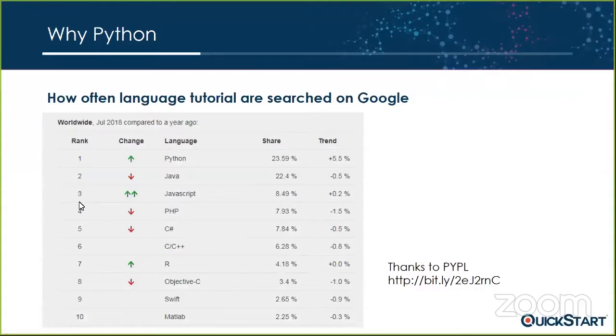Another statistic. These are the statistics produced by PYPL, the Popularity of Programming Language index, which is, by the way, created by analyzing how often language tutorials are searched on Google. In this case, we can very easily find that Python is on the top. So once again, you can imagine the popularity of Python. So these are the different statistics we can look into for the popularity of Python.